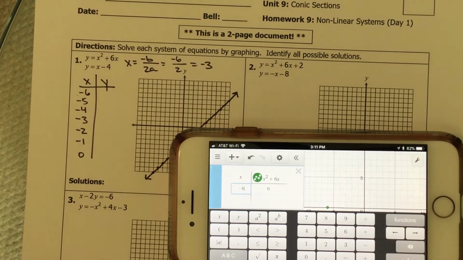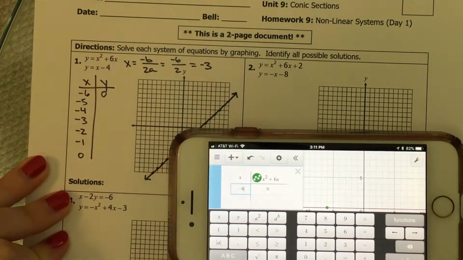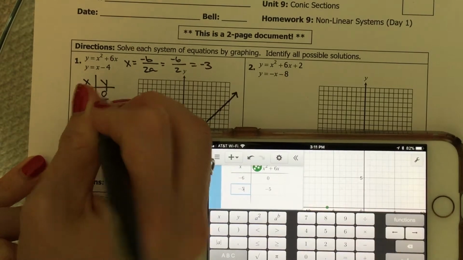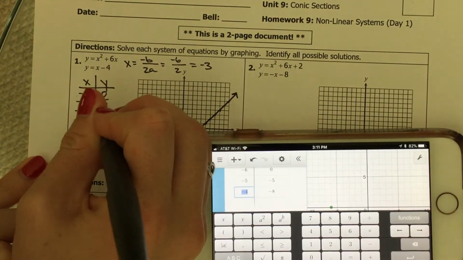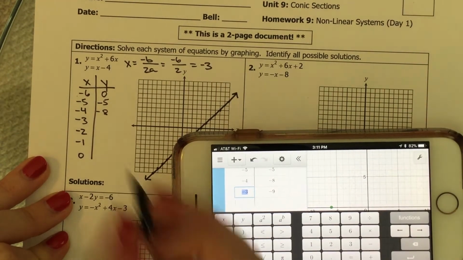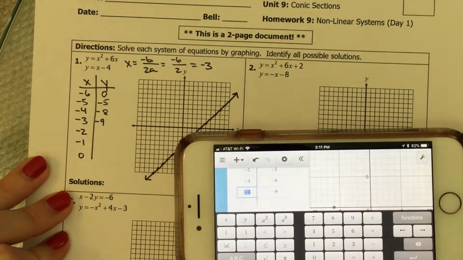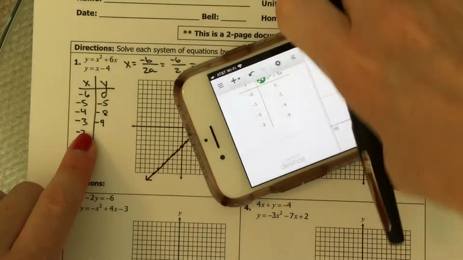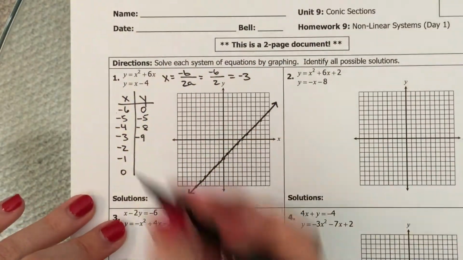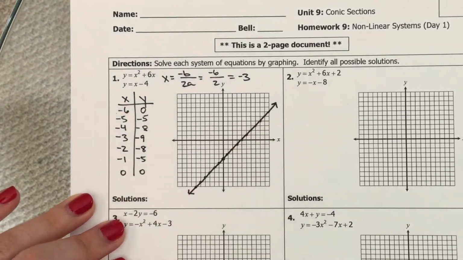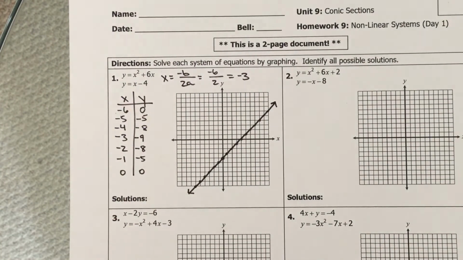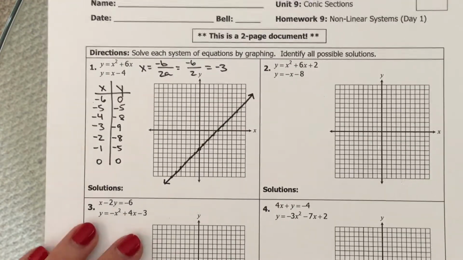So -6, the y value is 0, -5 is -5, and then it's going to start to predict. So -4, -8, -3 is at -9, and then remember this was the vertex, so they are going to start to repeat back like that. Okay, so we can plot those points, connect the dots, and then we'll have our parabola.